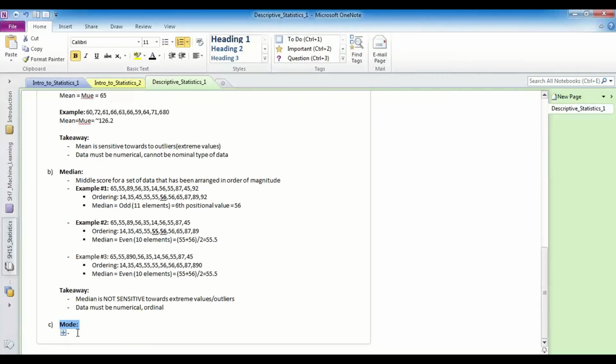Okay, now move to the third one, mode. Guys, what do you mean by mode?